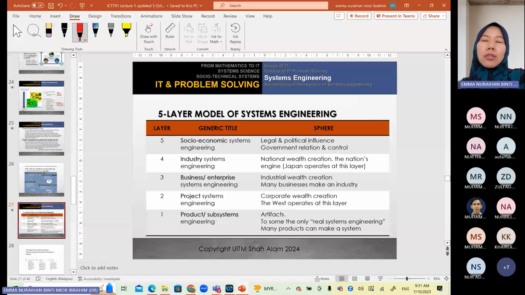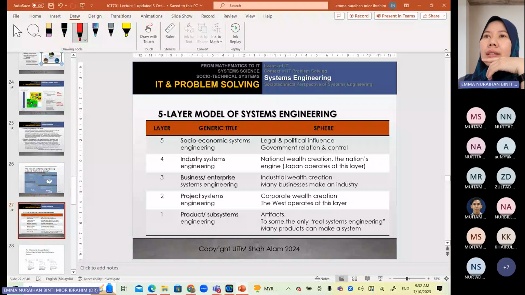You see a lot of consultants coming from Western countries. So business enterprise system engineering, industrial wealth creation. Many countries are based on this, business enterprise, even Malaysia. Agricultural countries like Thailand and Vietnam focus on agriculture as the concentration that provides the highest GDP for the economy. Industry system, national wealth, for example Japan.